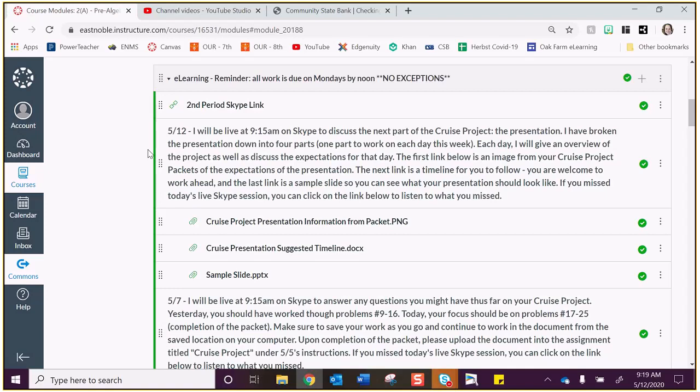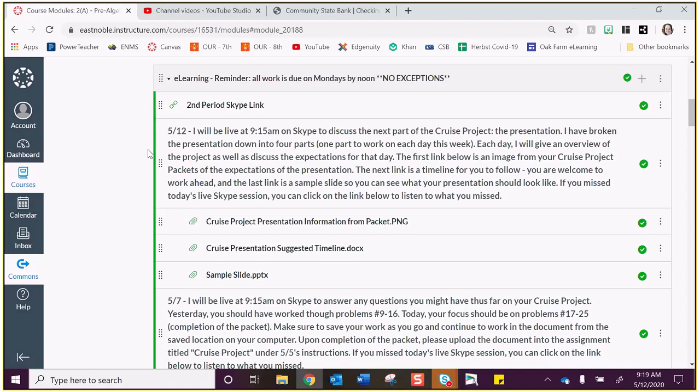So we've broken the presentation down into 4 parts. One part to work on each day this week. Remember, this week we are going virtual learning Tuesday, Wednesday, Thursday, and Friday. Each day I'll kind of go over an overview of the project just to refresh your memory, as well as discuss the expectations for that day.